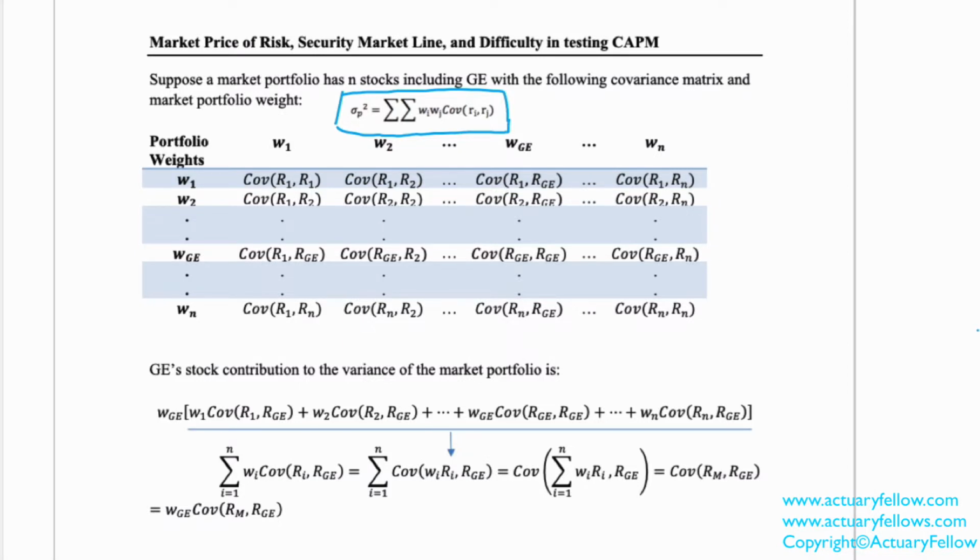We can also calculate any individual stock's contribution to the portfolio variance. For example, for GE, it's GE's weight times the sum product of the weights of all stocks and their covariance with GE. The sum product inside the bracket can be simplified to the covariance between the market portfolio and GE. GE's contribution to the market portfolio variance is GE weight times the covariance between the market portfolio and GE.